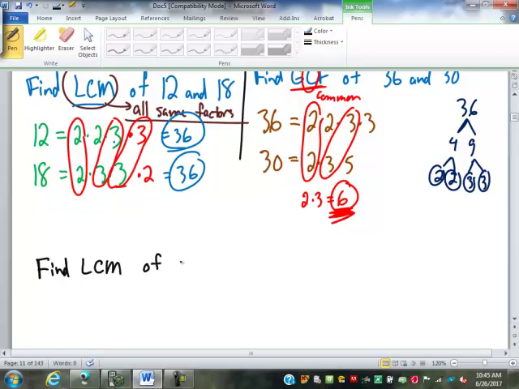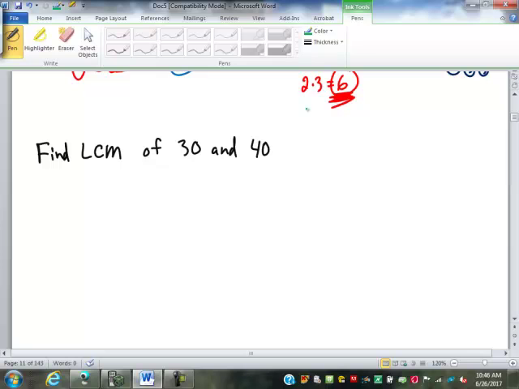So find the LCM of 30 and 40. I'm going to have you guys do the factor trees quickly for me to give me the factors of 30 and of 40.